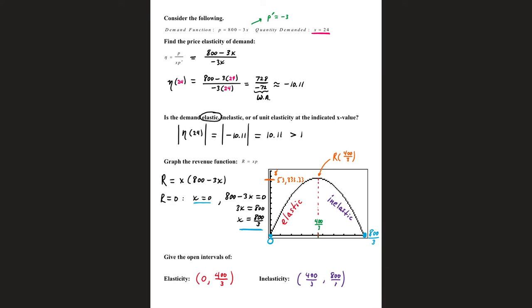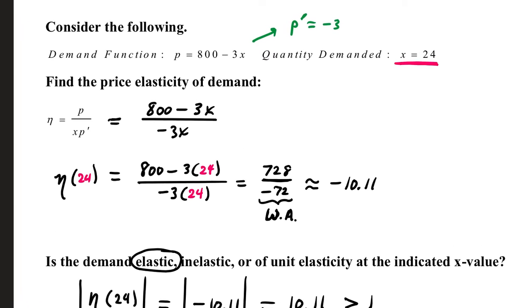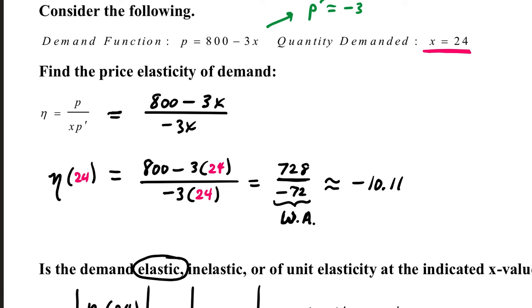So let's look at some examples. Consider the following. We have a demand function that is defined as 800 minus 3x. The derivative of that function would just be negative 3. The quantity demanded is x equals 24 units. So first, let's find the price elasticity of demand.